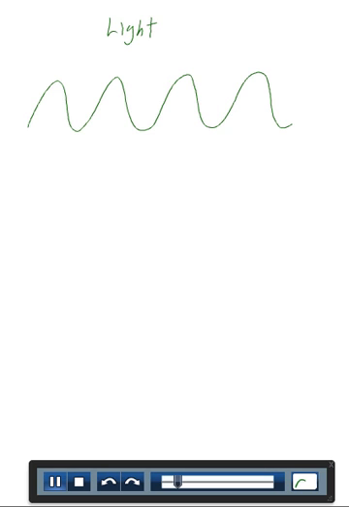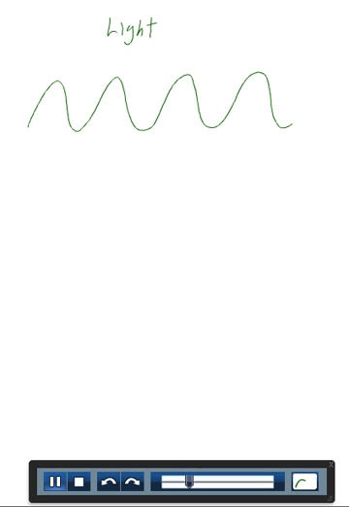One of the characteristics of light is it has an oscillating electric and magnetic field. So if you have a charged particle in an electric field, it will experience a force. Or if you have a magnetic particle in a magnetic field, it will experience a force. So light will apply a force to a charged or magnetic particle because of its electric or magnetic field.